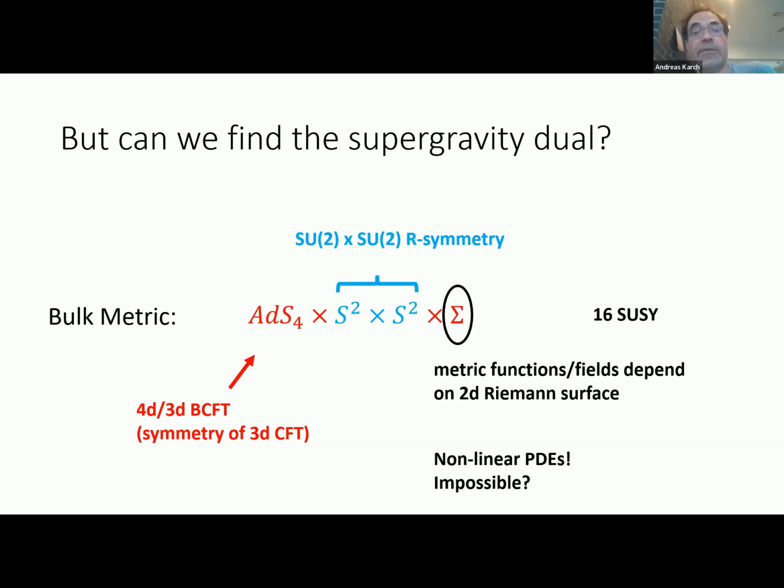Can we find a supergravity dual for this? Let me first tell you why this is actually hard. And this you can simply see by symmetry. Often in AdS/CFT, the bulk dual is more or less determined by symmetry alone. Sometimes we have to solve an ODE.